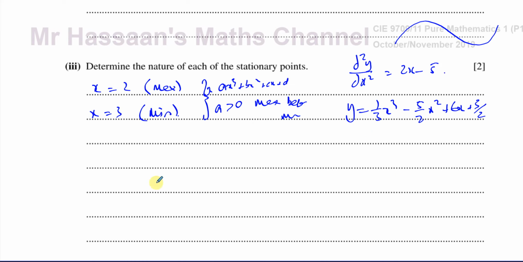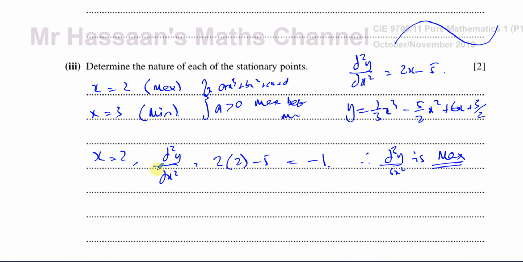Another way is you could use the second differential. So when x equals 2, d squared y dx squared is going to be 2 times 2 minus 5, which is going to be negative 1. So therefore, it is a maximum. All right.